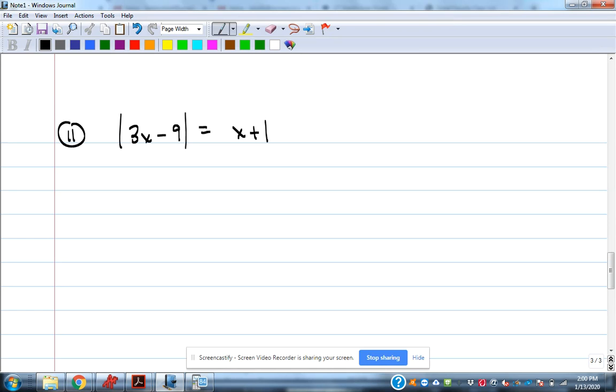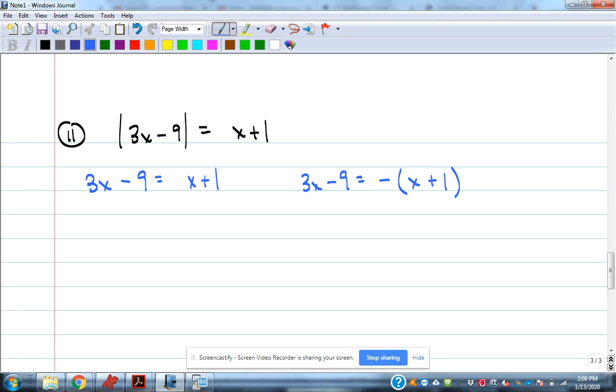We don't know what x is on the other side, but we know that our answers have to be positive when we get done, right? Or the answer to the absolute value has to be positive. So we're going to set up two equations. 3x minus 9 equals the positive side of x plus 1, which is just leave it the same. And then the other equation is going to be the opposite of that, which would be negative, and then x plus 1 in parentheses like that. So that changes the sign of the other side.